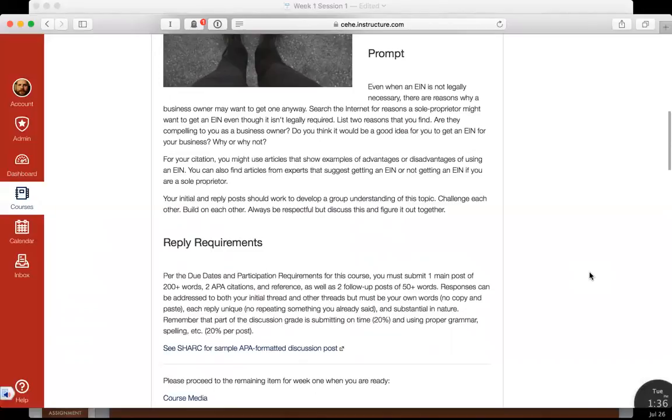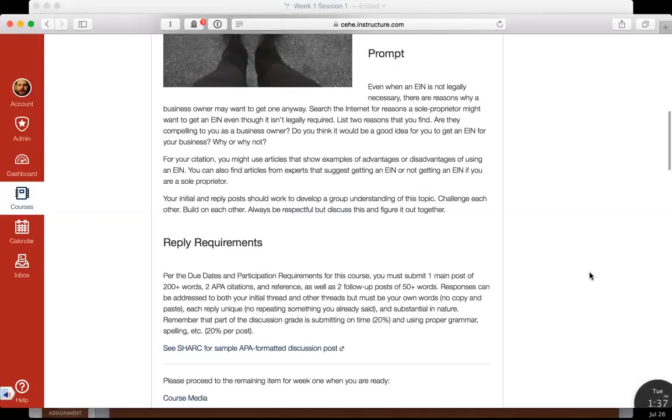Why or why not? For your citation, you might use articles that show examples of advantages or disadvantages of using an EIN. You can also find articles from experts that suggest getting an EIN or not getting an EIN if you are a sole proprietor. Your initial and reply posts should work to develop a group understanding of this topic, challenge each other, build on each other, always be respectful, but discuss this and figure it out together.